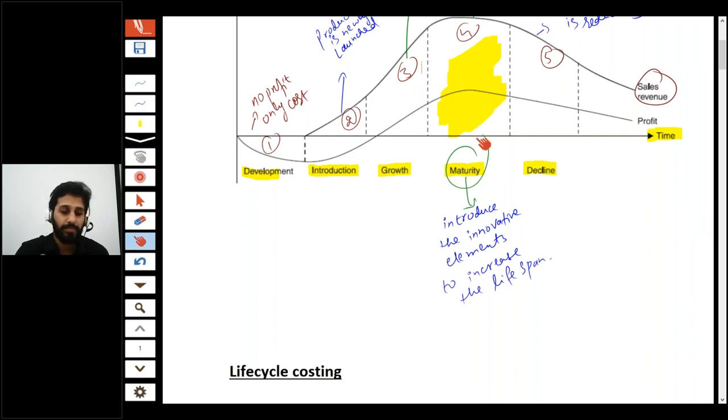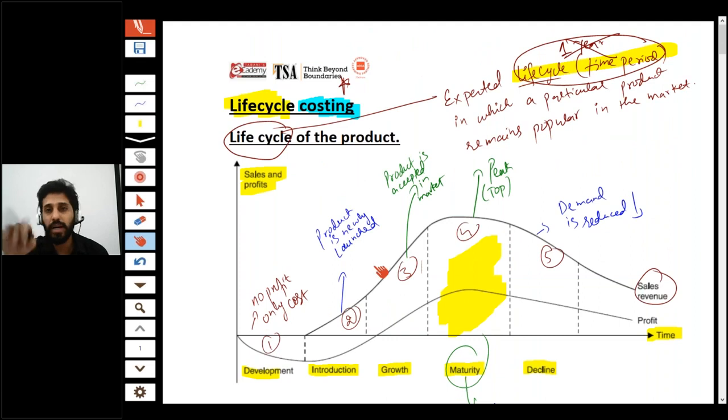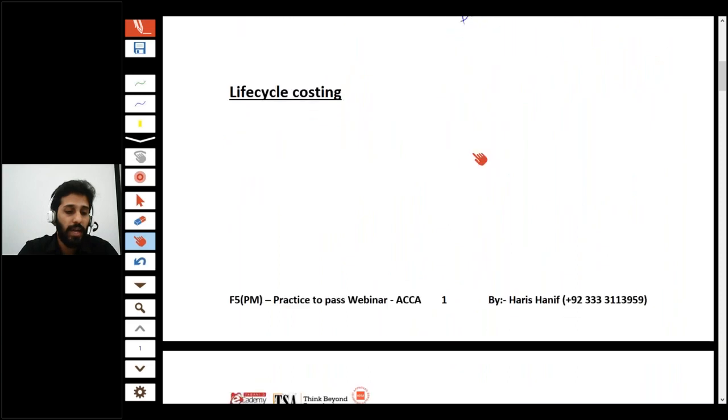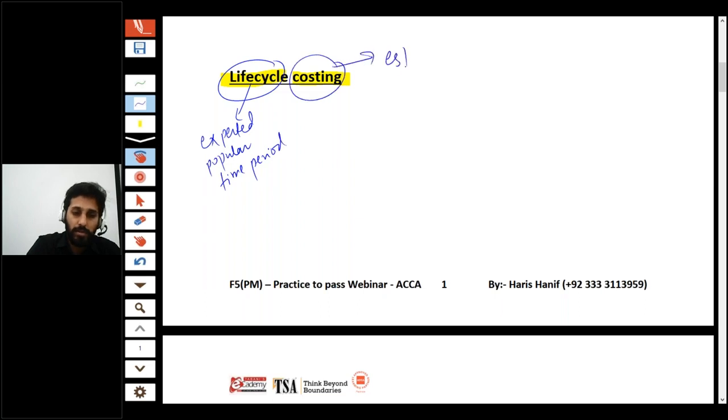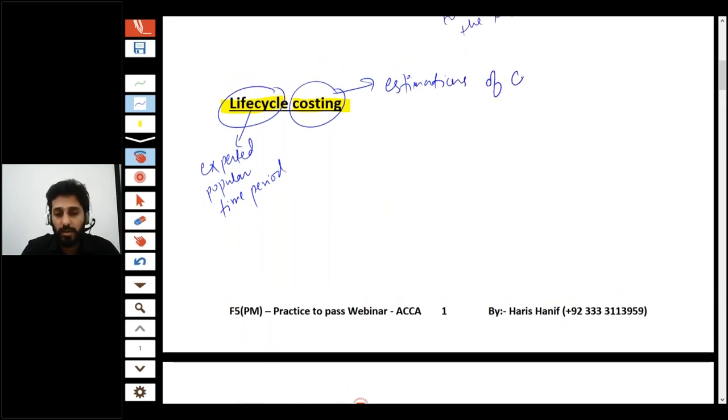Now let's move ahead. So this is basically the product life cycle. This is not the costing, this is the life cycle. And what does life cycle costing mean? The word costing means estimating the future cost, and this is a life cycle, the expected popular time period. Costing means estimation of the cost.